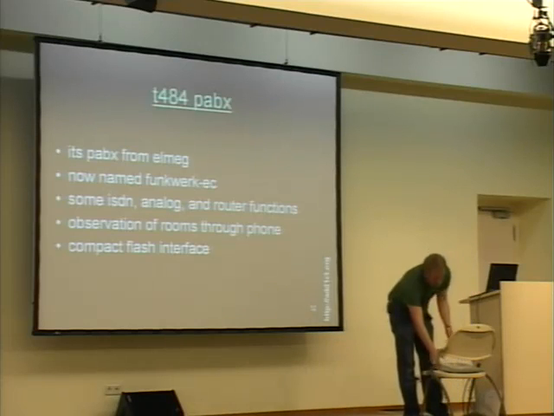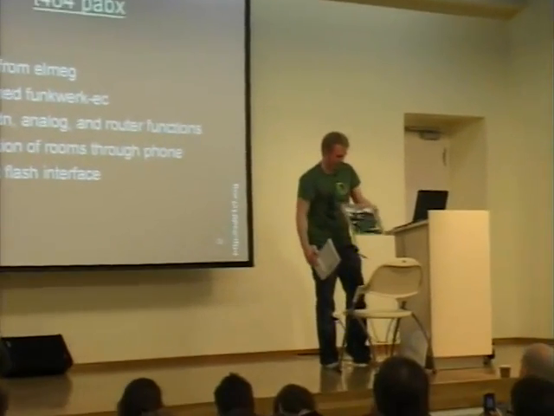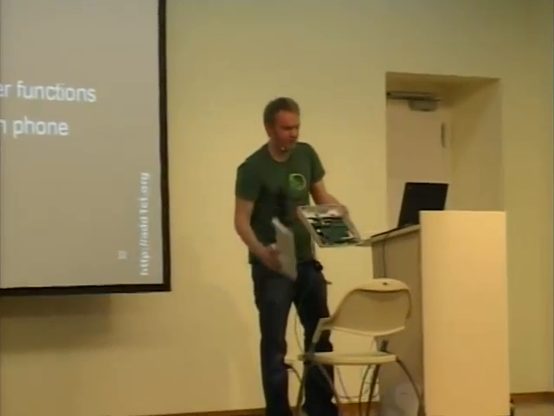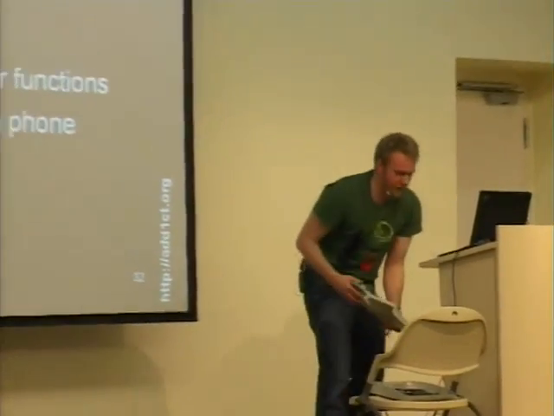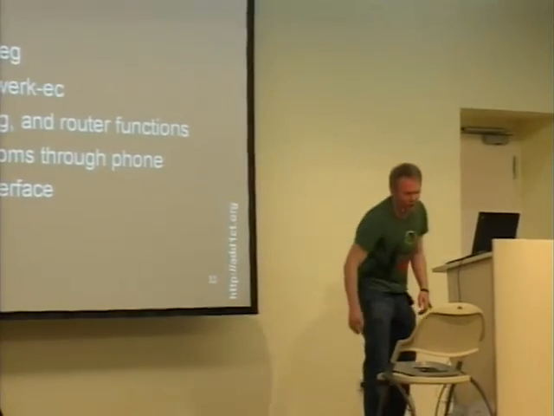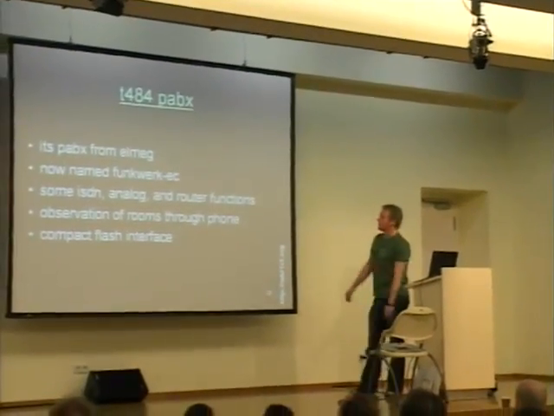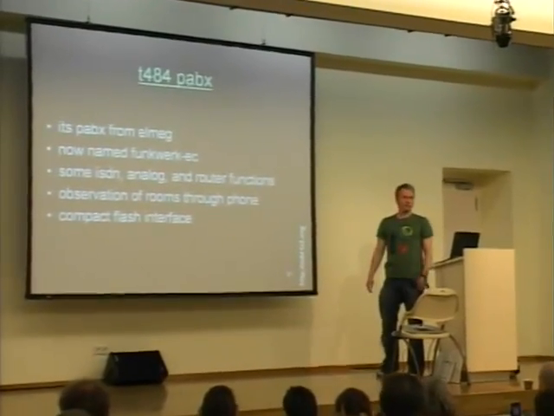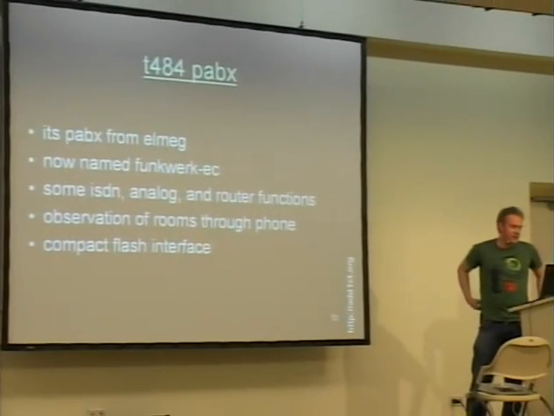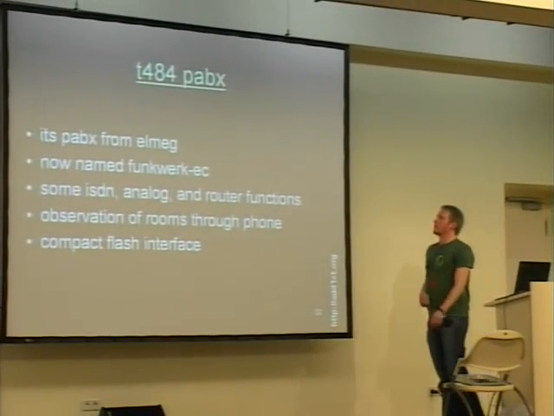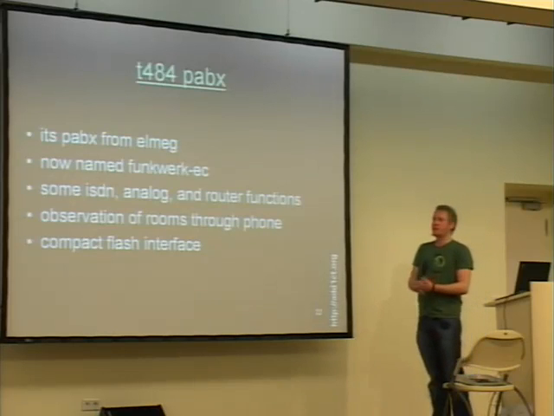That's this thing here. Oh, I can put that here. Here you go. I think only I have a photo, so you can see more about the internals. It's from LMAC, now called Funkwerk EC. Besides ISDN and analog, you also have router functions, so you can connect it to your local LAN and have internet access. I miss this whole PBX thing. I think I'm too young for that, the whole war dialing stuff.